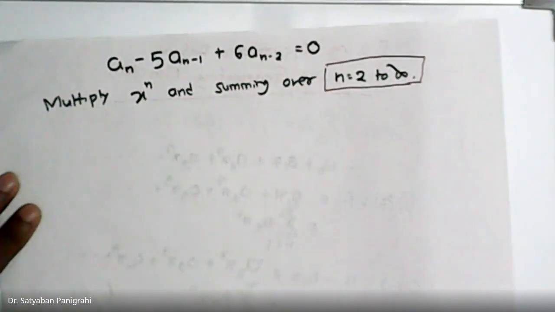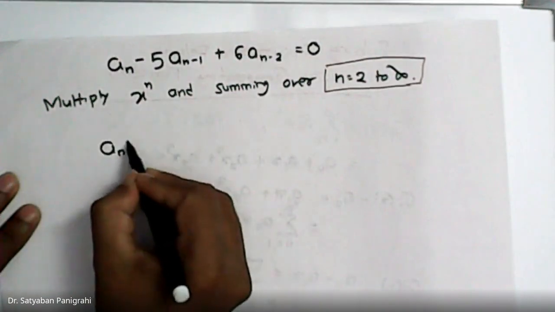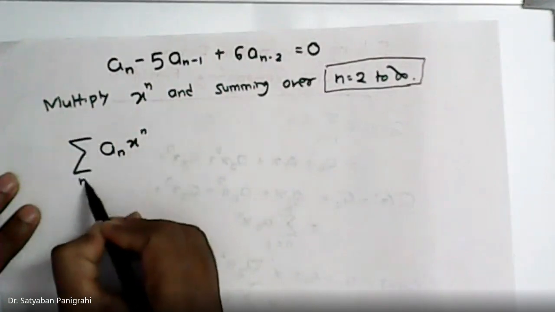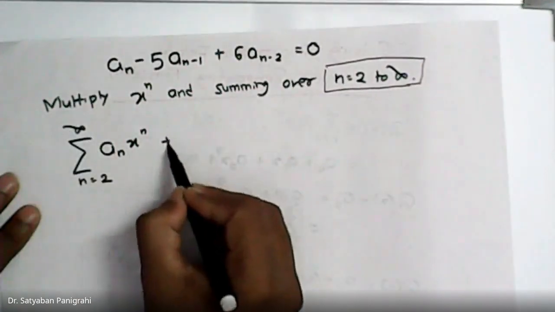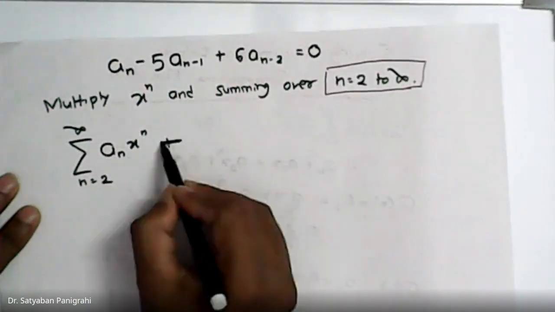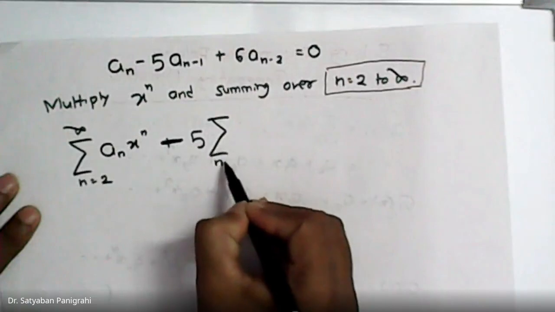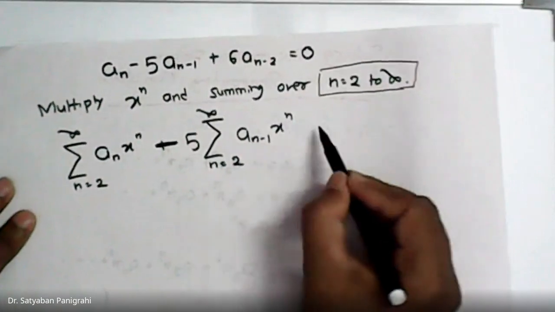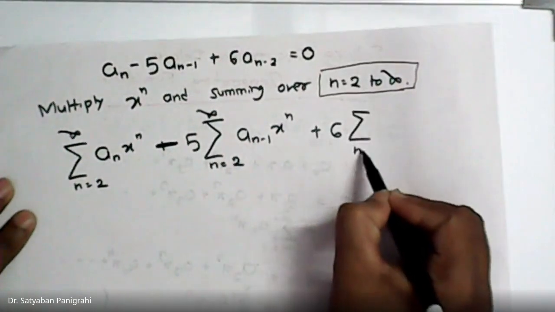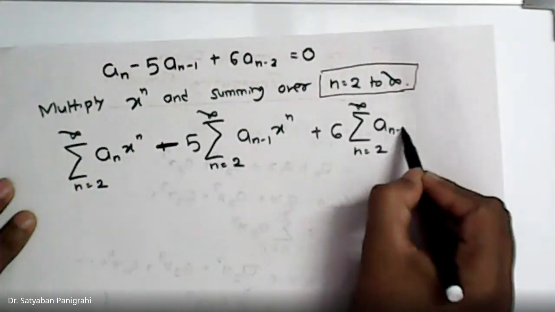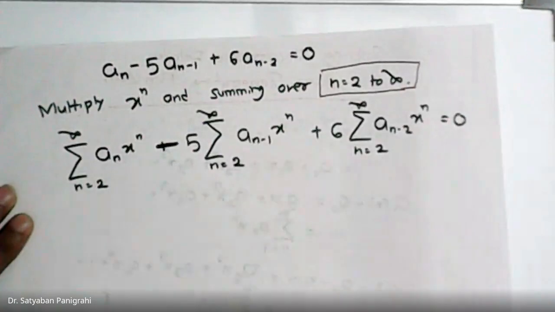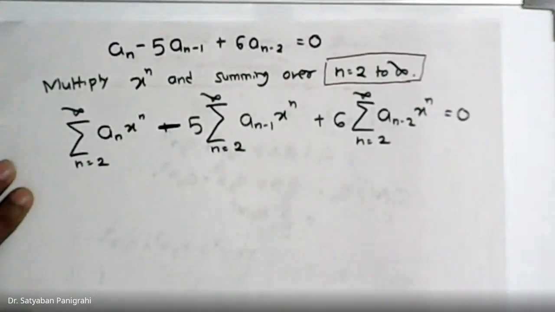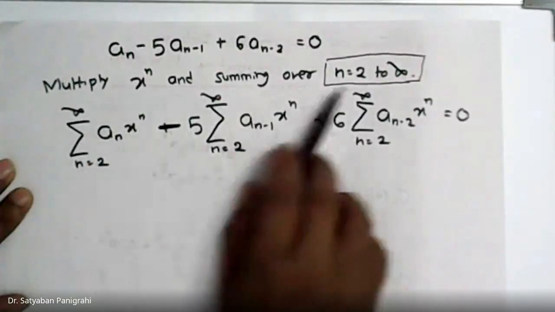So the first step will give summation n equal to 2 to infinity a_n x to the power n, plus, here my coefficient is minus 5, so minus 5 into summation n equal to 2 to infinity a_(n-1) x to the power n, plus 6 summation n equal to 2 to infinity a_(n-2) x to the power n equal to 0. This is the first step. Everyone clear? Everyone getting it? Yes, sir. First we multiply by x to the power n and sum over 2 to infinity, then we got this star.